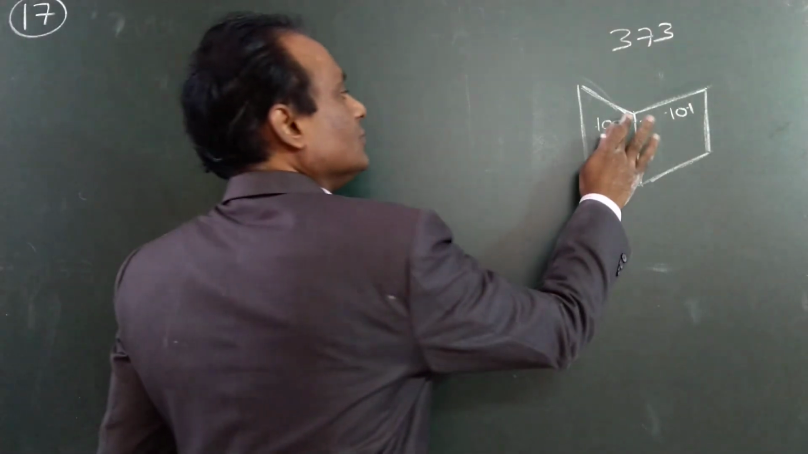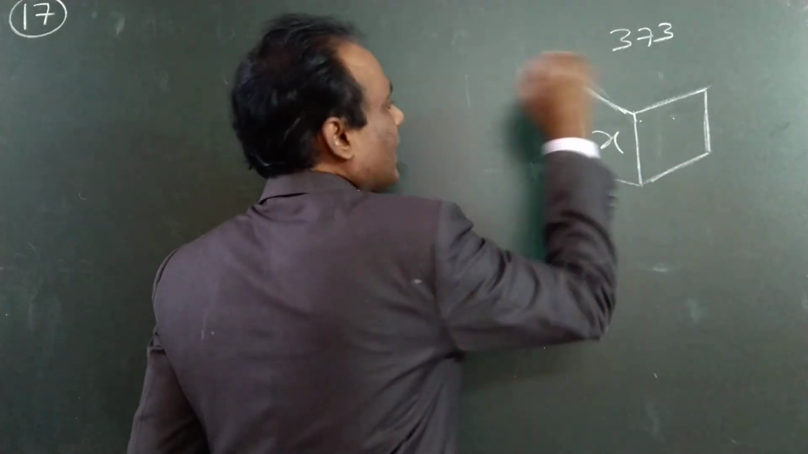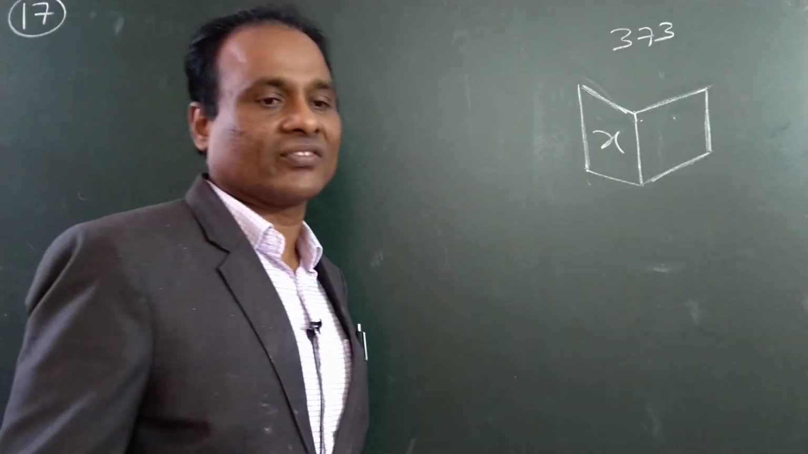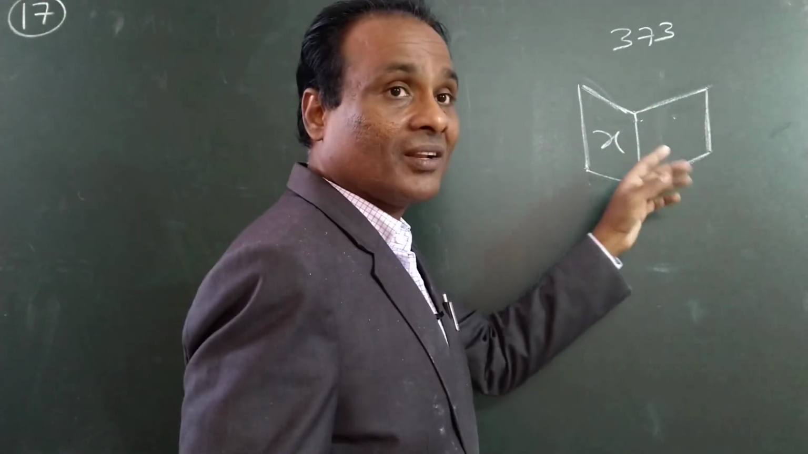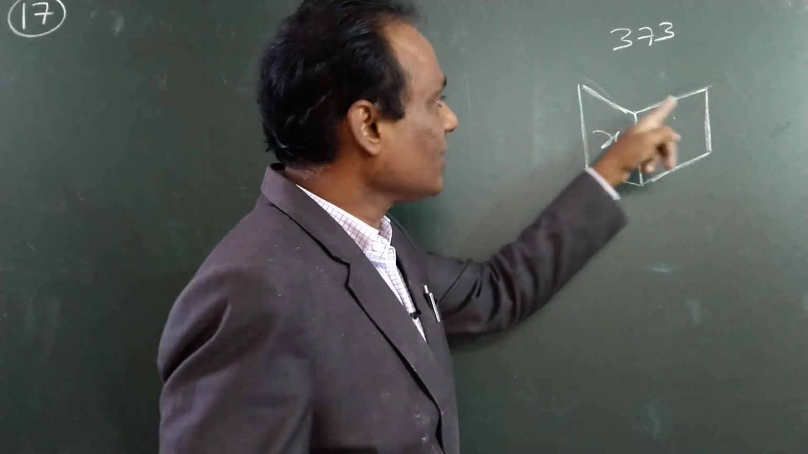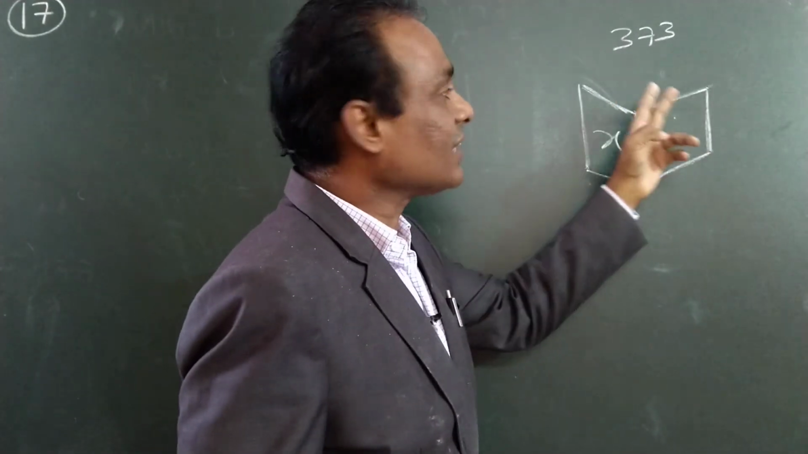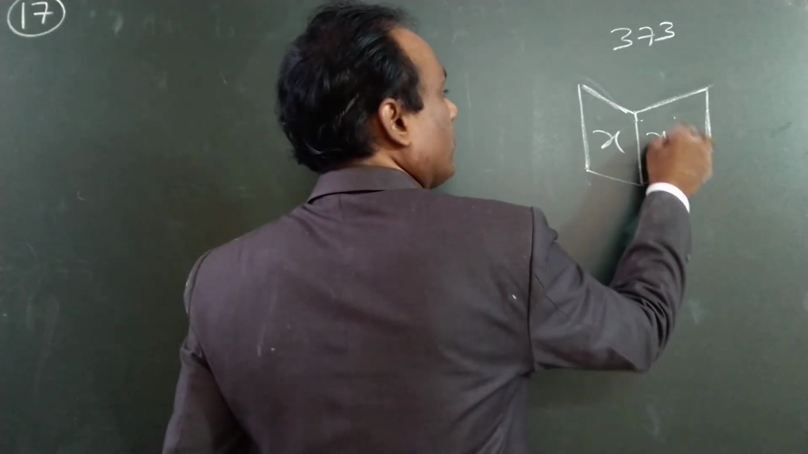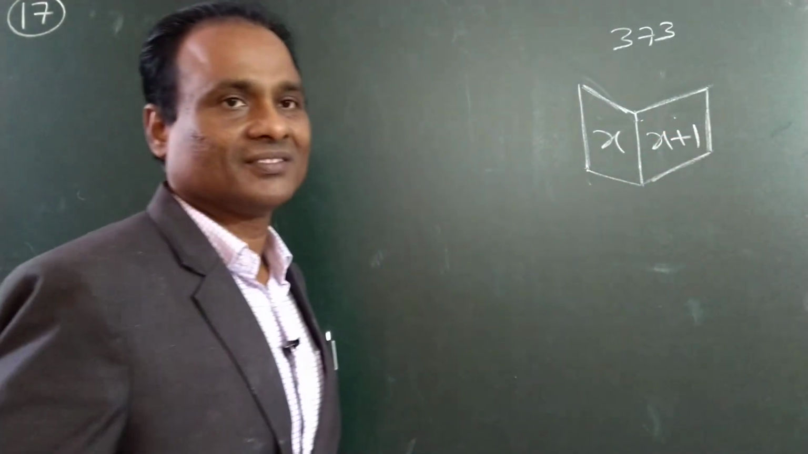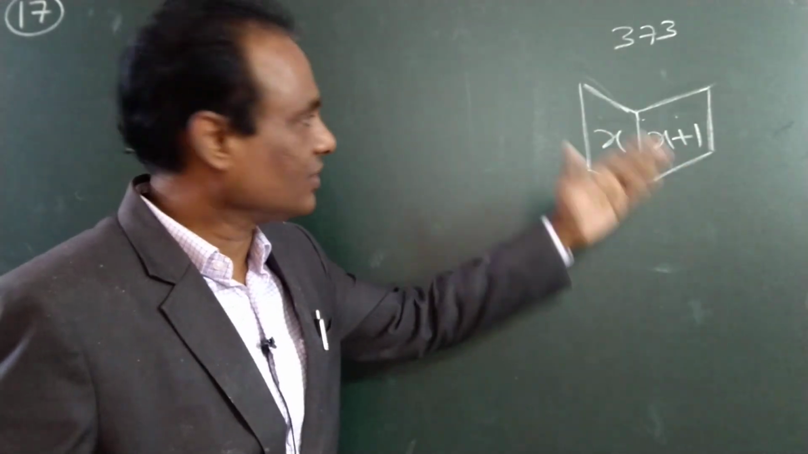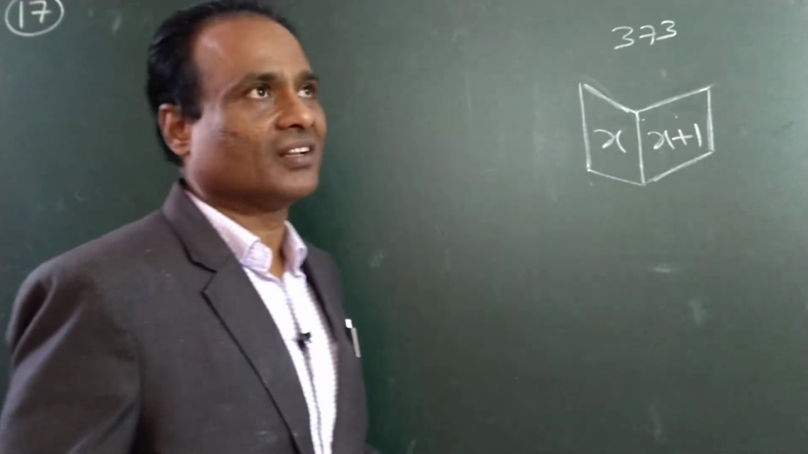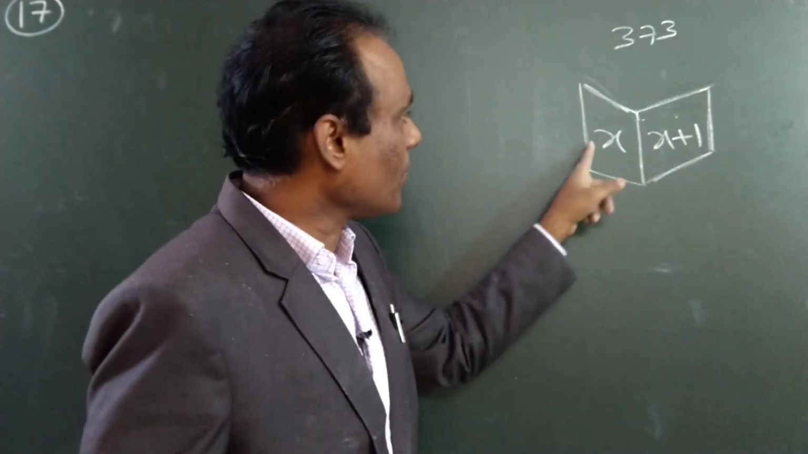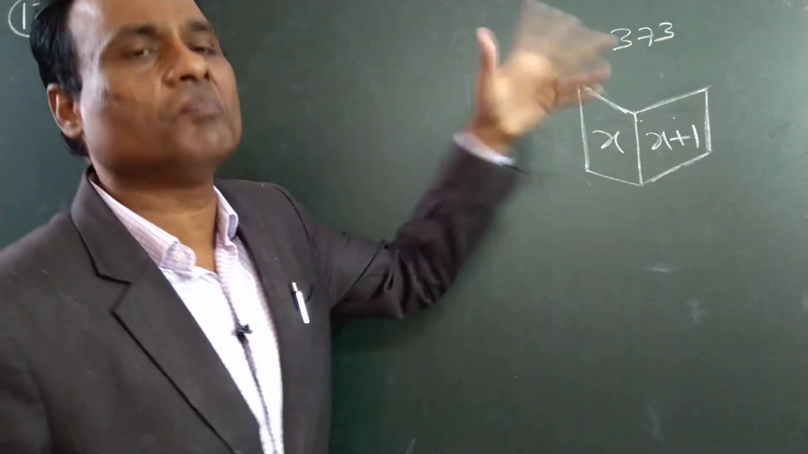See here, let this page number be x. What is this page number? One more than this: if this is 100 it is 101, if this is 90 it is 91, 120 means 121. So if it is x, the next page number is x plus 1. The difference between this page and this page is 1. The sum of these page numbers is 373. Simple. Write down.